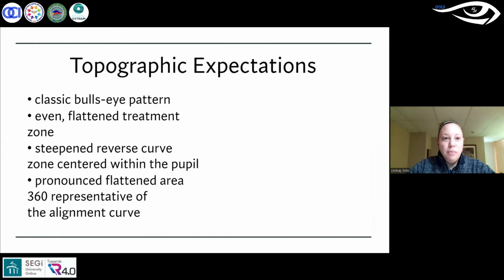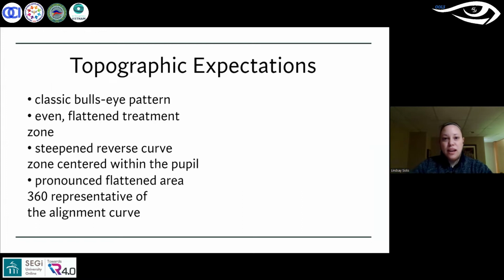On our topography, when we're getting good results, we really want to see a classic bullseye pattern on our topographic map. We want an even flattened treatment zone. We want that nice steepening in the reverse curve area. And then we want a 360 flattening in the periphery that represents our alignment curve. And so the question would be, where do we go to look for that?